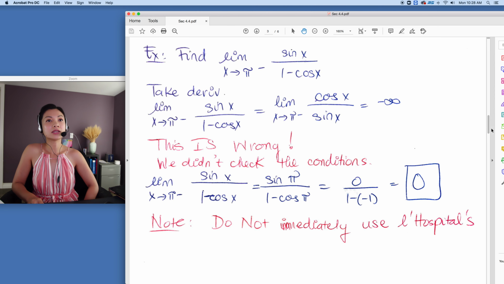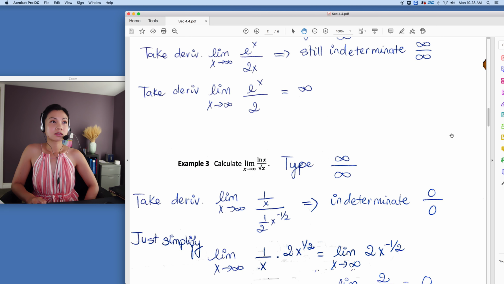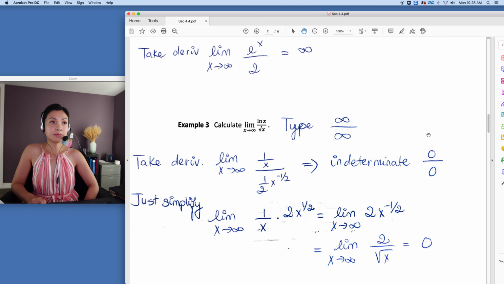What I have right here is we want to calculate the limit of ln x over the square root of x. Once again, I check the condition, and I end up with infinity over infinity. So when I take the derivative, you can see right here we have 1 over x. On the bottom, we have 1 over 2 square root of x, which is also indeterminate because we get 0 over 0.